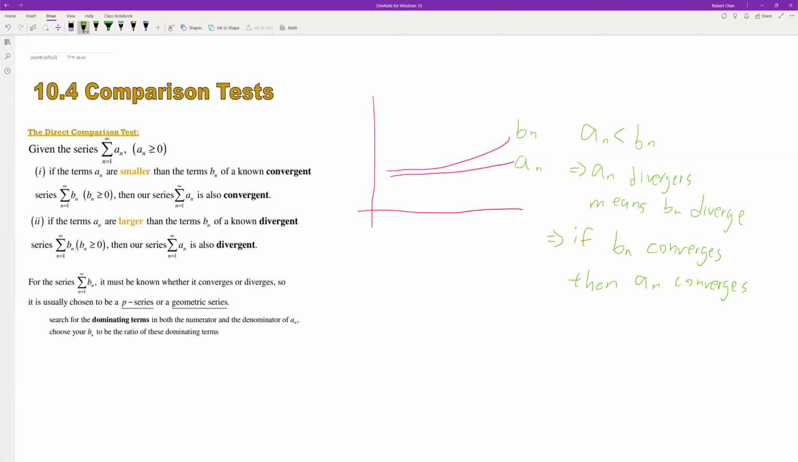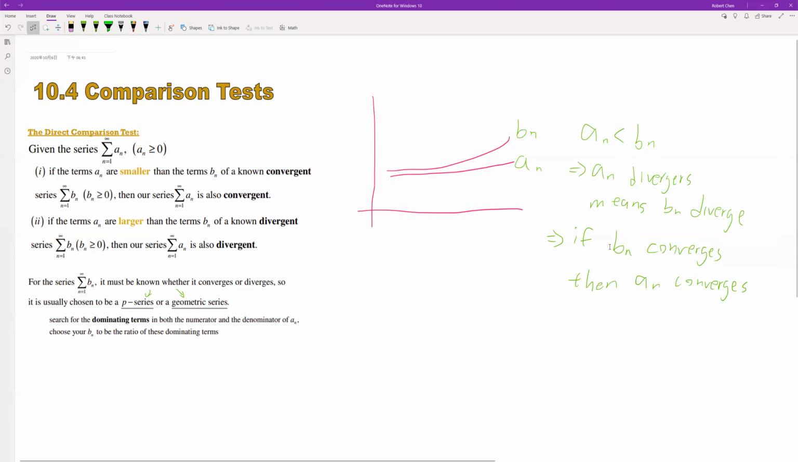Okay, so that's what the direct comparison test is saying, right? If the larger one converges, then the smaller one will have to converge as well. If the smaller one diverges, then the larger one would diverge as well. And then we also talked about P series and geometric series, when they will converge and when they will diverge.